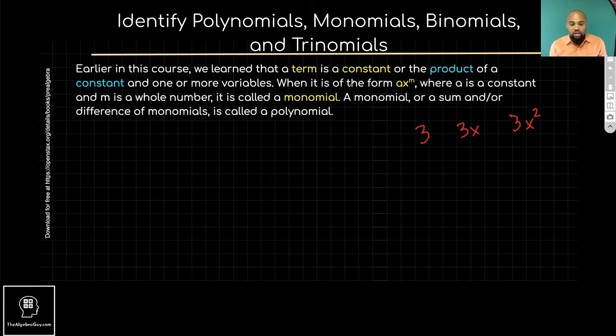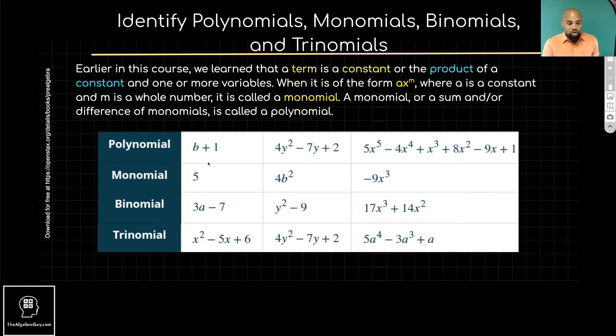When it is of the form ax to the m, where a is a constant and m is a whole number, it is called a monomial. So a monomial is what you see right here. You've got some number times a variable to some power, and this is to the power of 1. A monomial, or a sum and/or difference of monomials, is called a polynomial. So if you add or subtract another term like this, we're going to call that a polynomial. So we'll get into some more examples like that here in a second. So here's an overview.